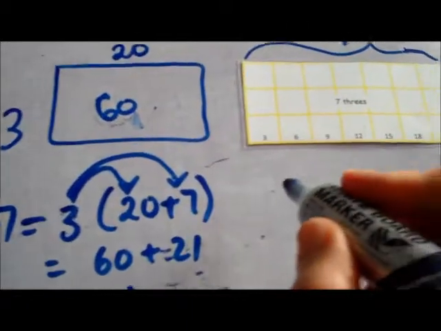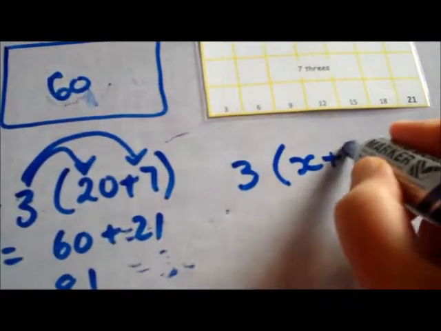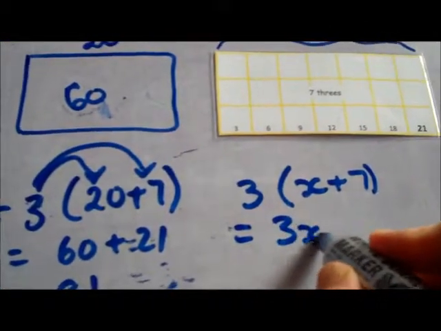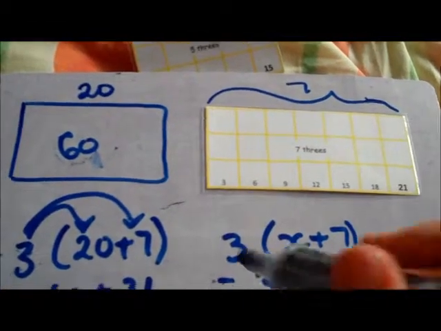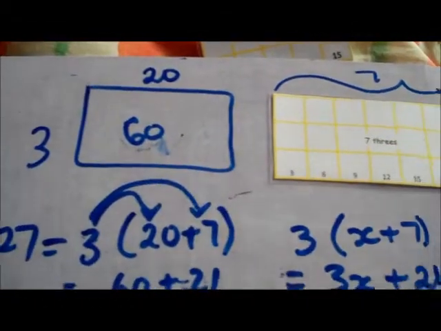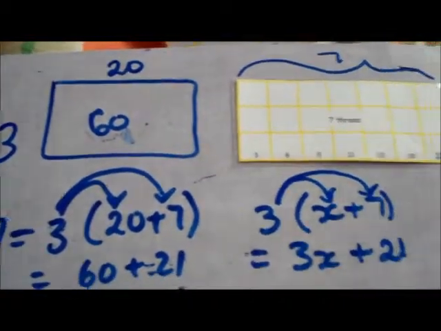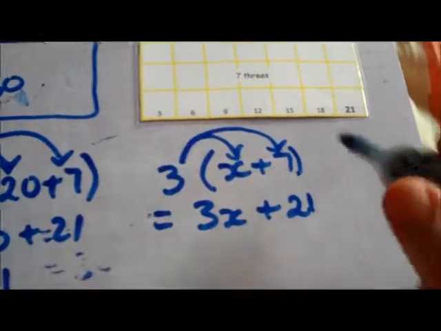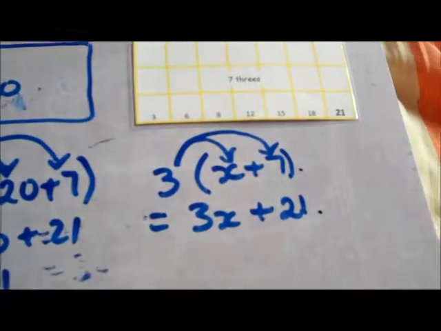Okay, so what I'm trying to show you is 3 times any number plus 7 is always 3x plus 21. This block never changed. The x did, that's the variable, but it was always 3 lots of that block plus 21. That's what we call expanding, getting rid of the brackets. So I've gone from a multiplication to an add. That's step 1.